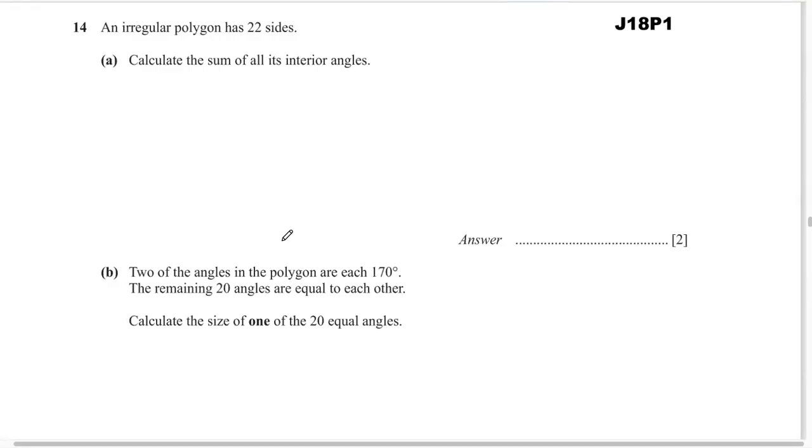A regular polygon has 22 sides. Calculate the sum of all interior angles. So, a straightforward question. Do you remember the formula? All interior angles: n minus 2 times 180. So 20 times 180, 3,600.